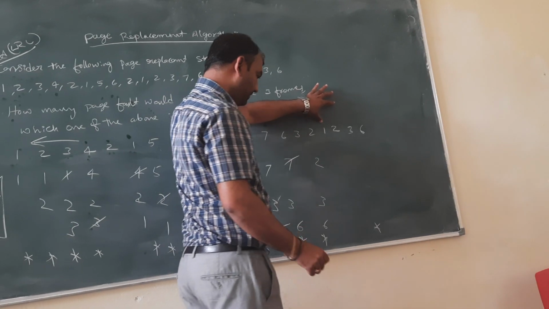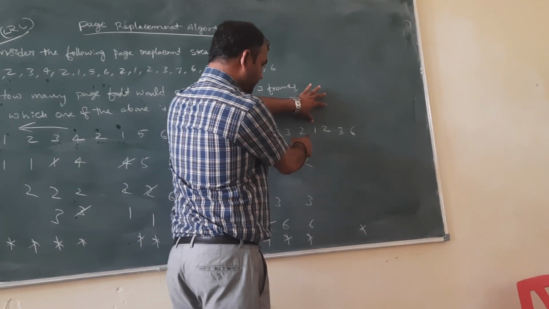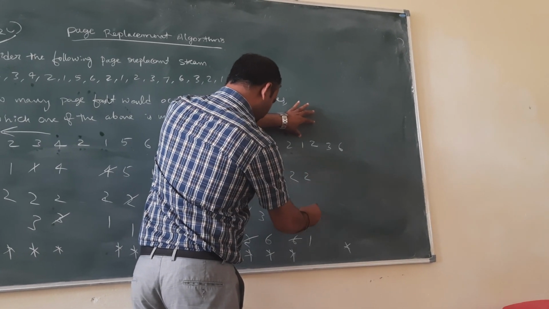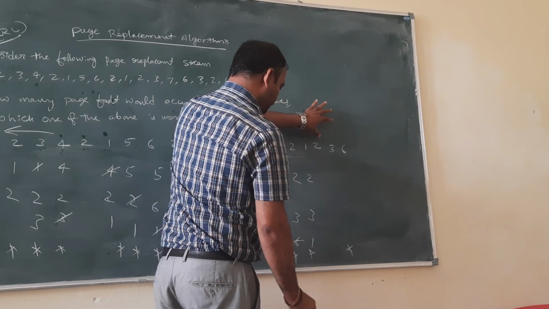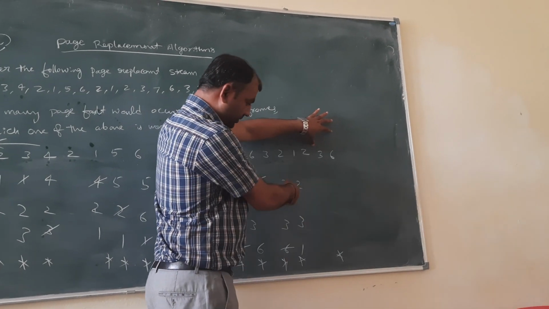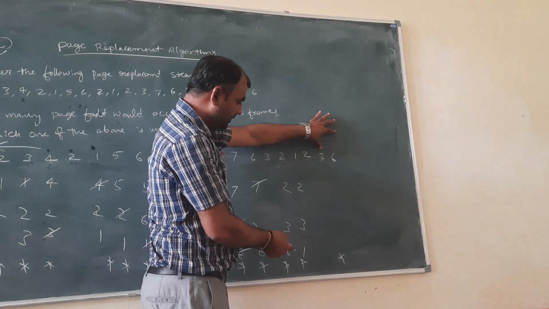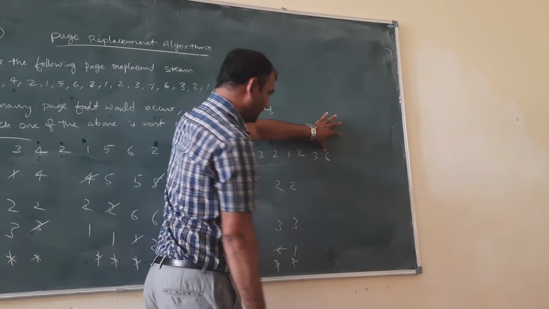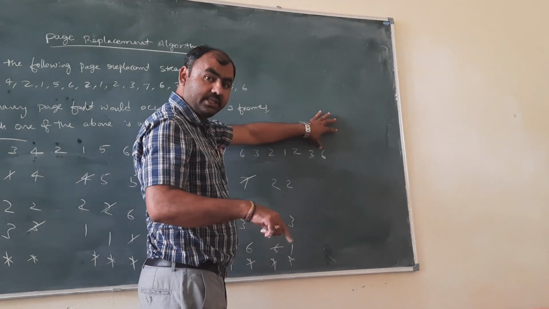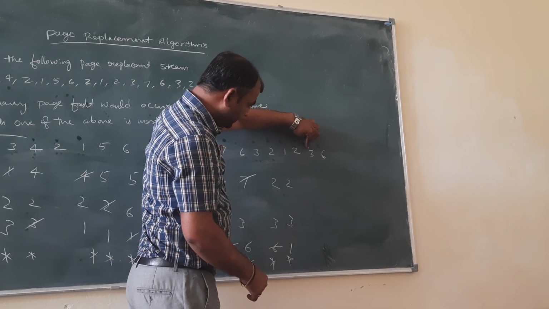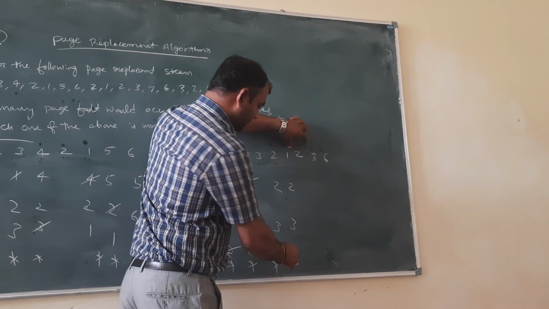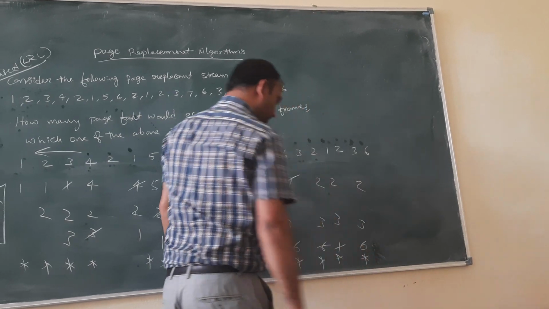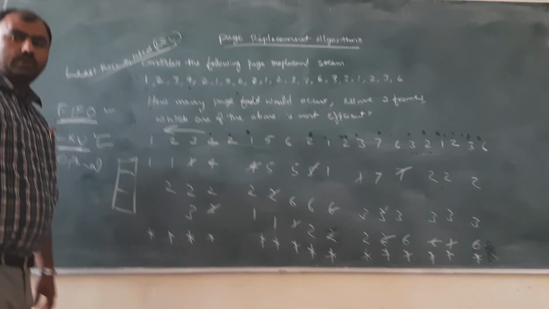So 1. We want 1, right? So 1 is not there. Recently used 2 and 3. So then replace this 6 with 1. 2, 3. So then we want 2. 2 is there. Okay, need not replace. 3 we want. 3 is there. Need not replace. We want 6. Yes, now we need replacement. Which one to replace? Least recently used. Recently used is 3. So then 2, replace this 1. That's it. So this is what LRU is.